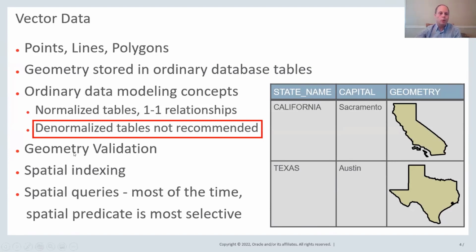Some key things to always do: validate your geometries and make sure they're valid. If they're valid, then we guarantee correct answers. Also use spatial indexing for fast performance. In spatial queries, from my experience, most of the time the spatial predicate is the most selective predicate in a query.